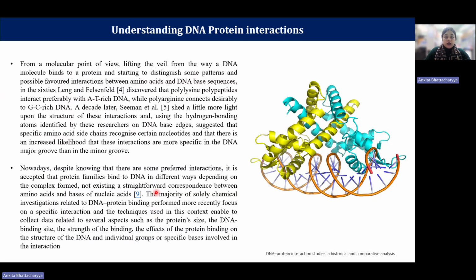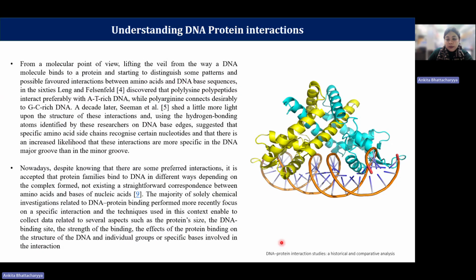So, a majority of solely chemical investigations related to DNA protein binding, which were performed relatively more recently, focused on a specific interaction, and you will find a lot of information regarding that as well. Such as the protein's size, the DNA binding site, the strength of the binding, the effects of the protein binding on the structure of DNA, individual groups or specific bases which are involved in that interaction, all of that will be understood. So we'll get into more and more detail about this in today's class in the upcoming slides.